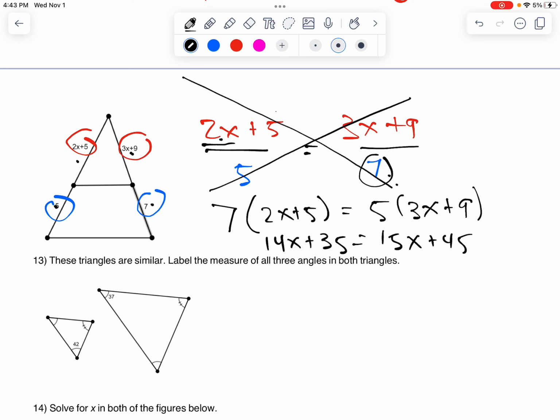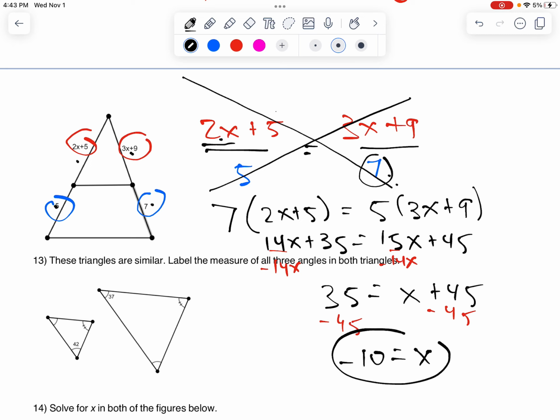And now the next step is we want to get our x's on one side. So I have 14x's here, 15x's here. I don't want x's on both sides, so I'm going to take away 14x's. When I do that, I'm just left with a 35 on this side, and I've got x plus 45 on that side. Next thing is I want to get all the numbers on one side, so we're going to take away 45. And when I do that, I get negative 10 is equal to x. Okay, so this one is just a bunch of algebra, but you can do it. Remember distributive property, remember getting x's on one side, numbers on the other, and that's it.